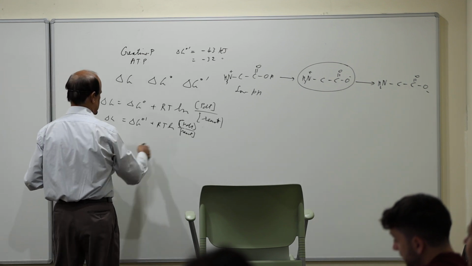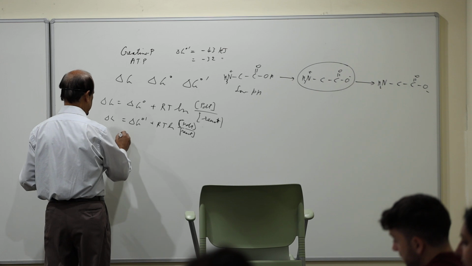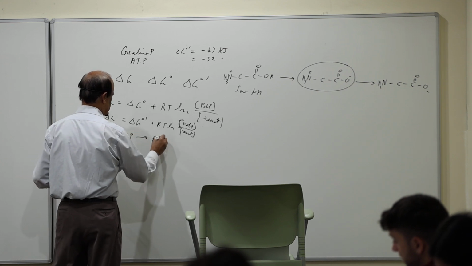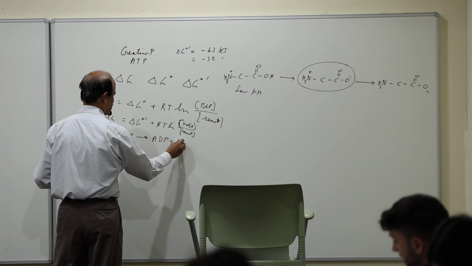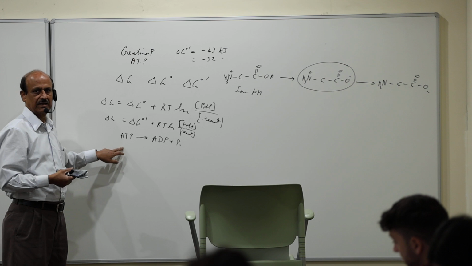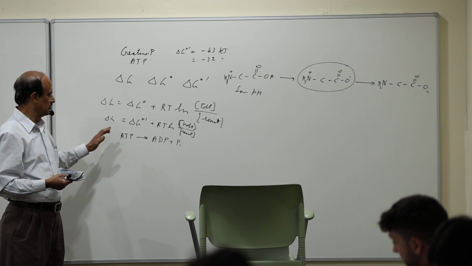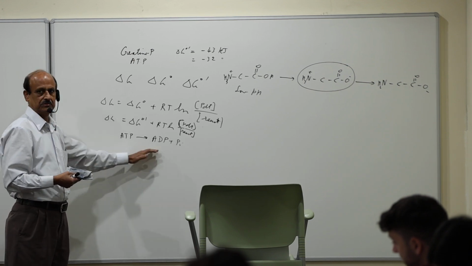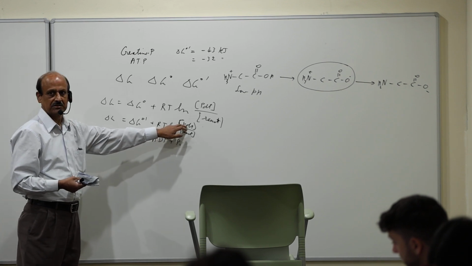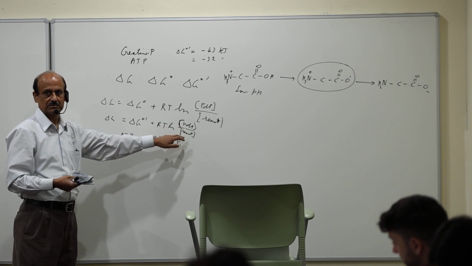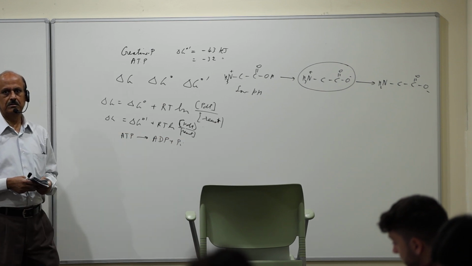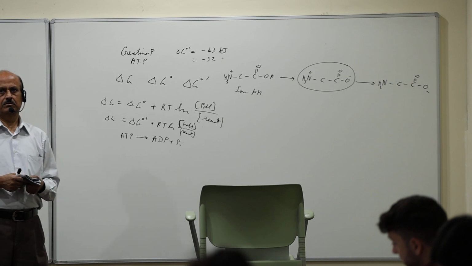This is the equation, and if you have ATP giving ADP plus phosphate, this is the product, this is the reactant. So when you are doing exercise, all your ATP is used up, and so the product concentration increases, reactant concentration decreases. For creatine phosphate specifically, the negative delta G there is talking about which?